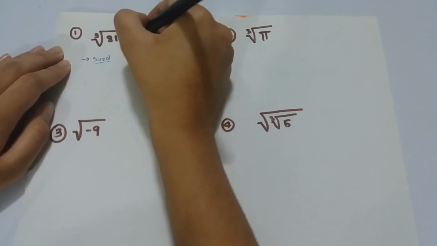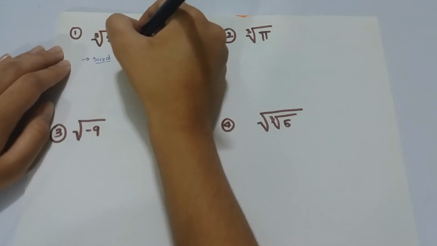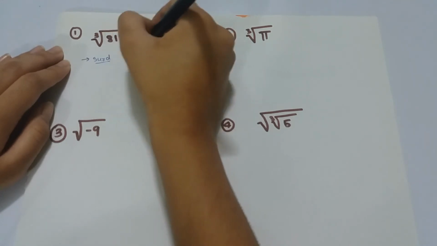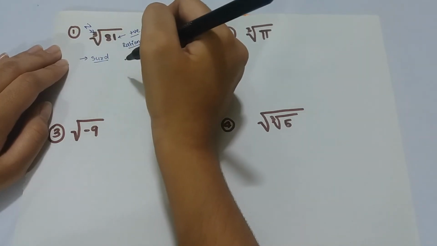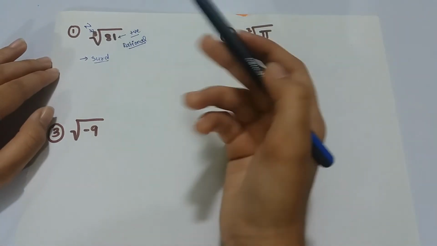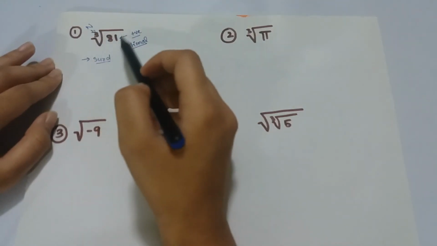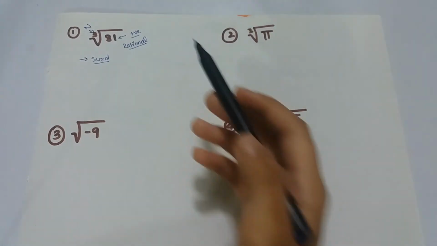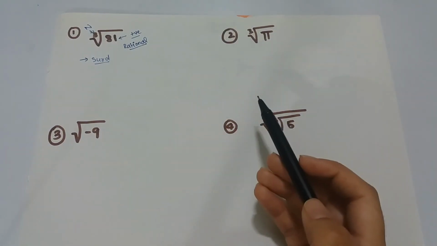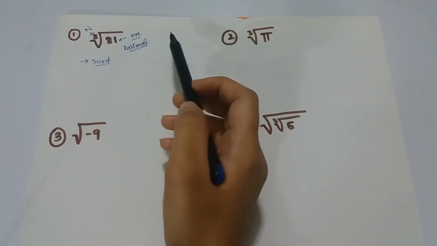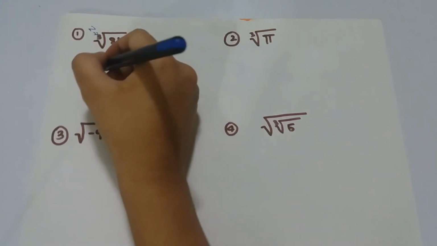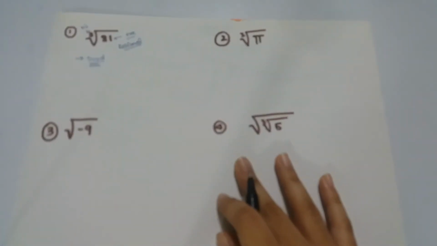Is this positive? Yes. Is this rational? Yes, this is rational. Is this natural? Yes, this is natural. And then we can move on to see if the whole outcome is a rational number or an irrational number. Since cube root of 81 is irrational, that is why we can conclude it is a surd.